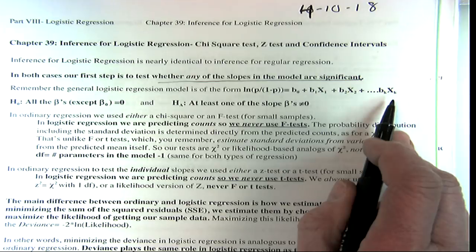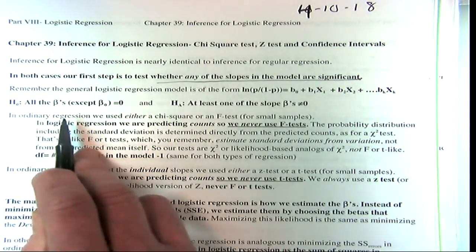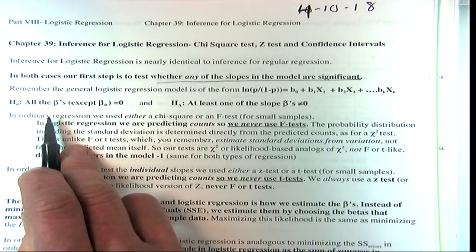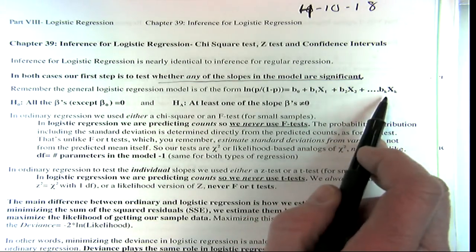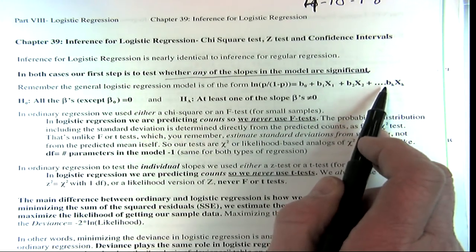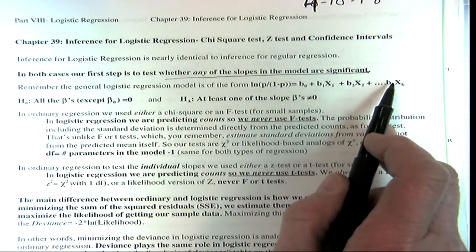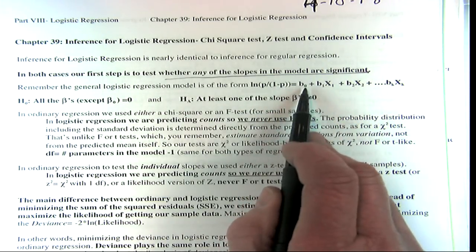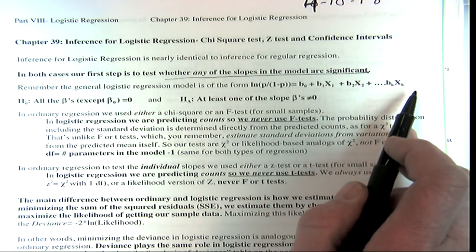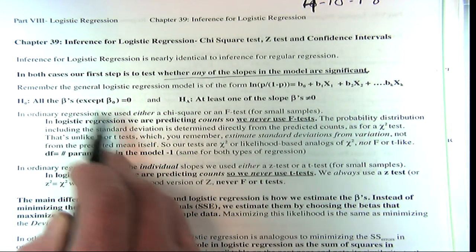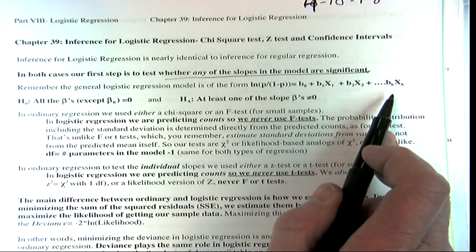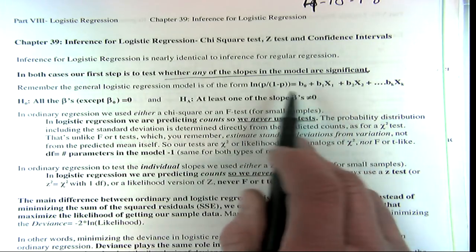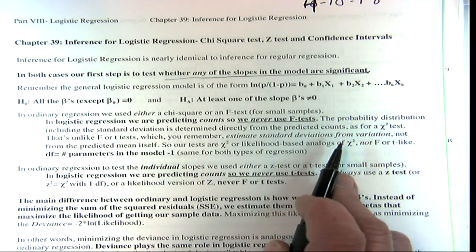All right, and now, as usual, for the overall test here, the null is that all these slopes, not the intercept, but all these slopes in front of the x's, your predictor variables in our model, are 0. In other words, this model is pretty much worthless. You might as well just predict the average of the log odds here, right? So all the betas are 0, except for the intercept. And the alternative is, we have at least something here. At least one of those betas in the model is not equal to 0. Okay? So that's what we're going to do.